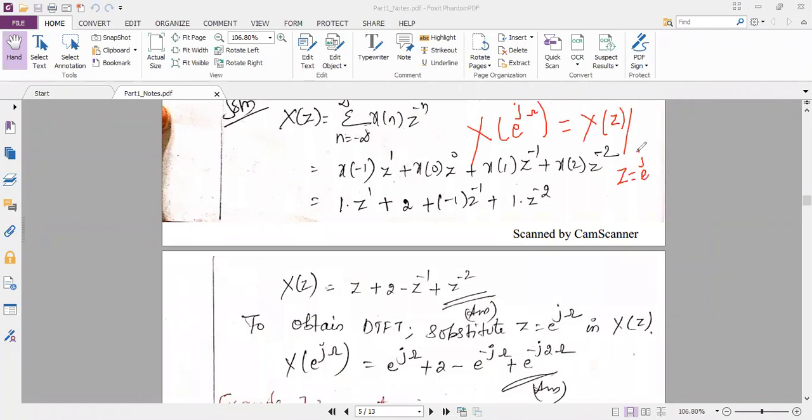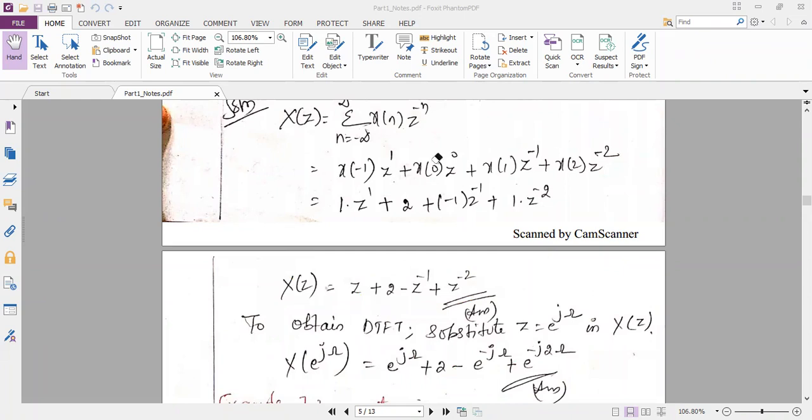Okay. So already I got my x of z. Now from this I want x of e power j omega. So what should I do? I should replace z with e power j omega. So if I replace it, I will get the DTFT. Is it clear? Yes, ma'am. Yes.